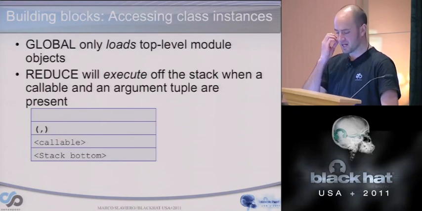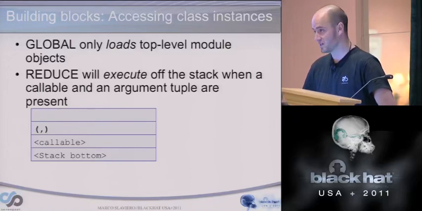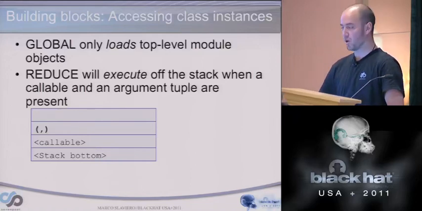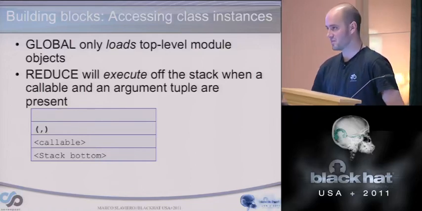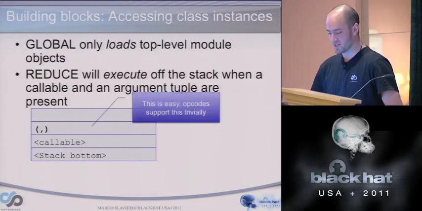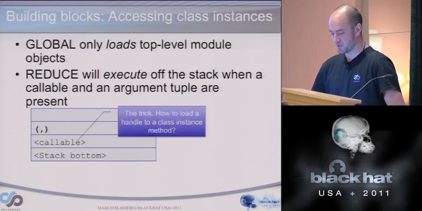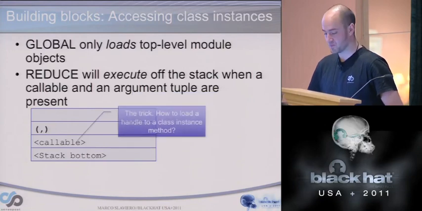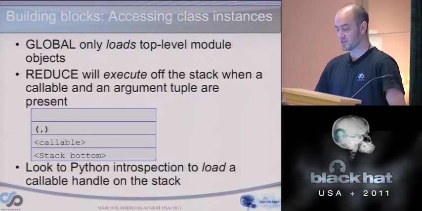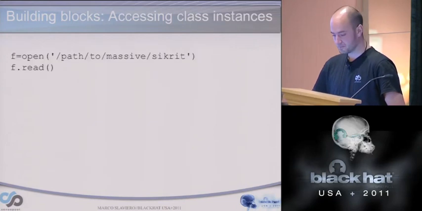This is the ideal stack layout that we want. We want a tuple for that f.read, which is an empty tuple. And underneath it, we want a callable that represents that instance method. Getting to this point is easy, right? We can generate tuples without a problem. It's producing this callable on the stack that's going to be the trick. And the way we'll do this is through Python introspection.